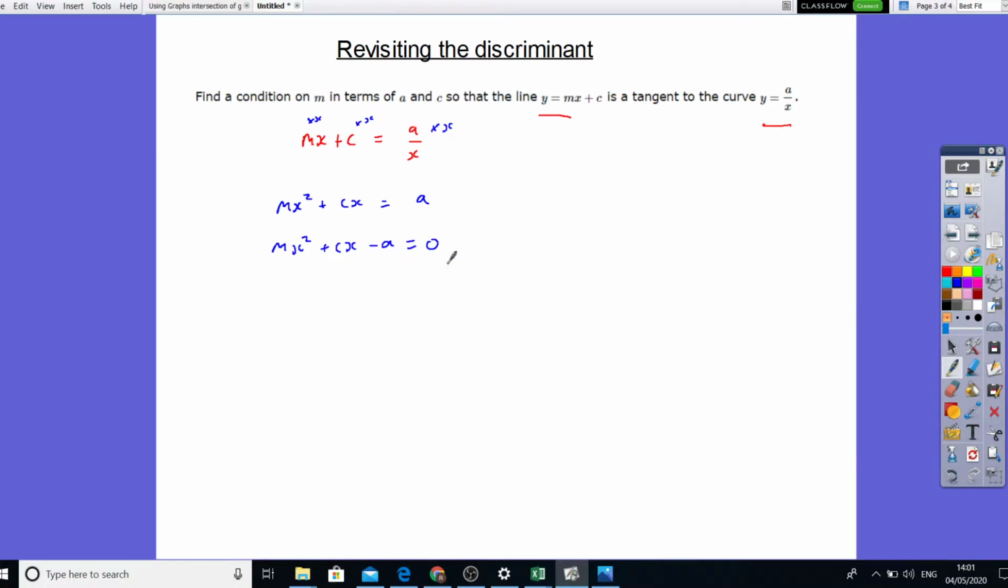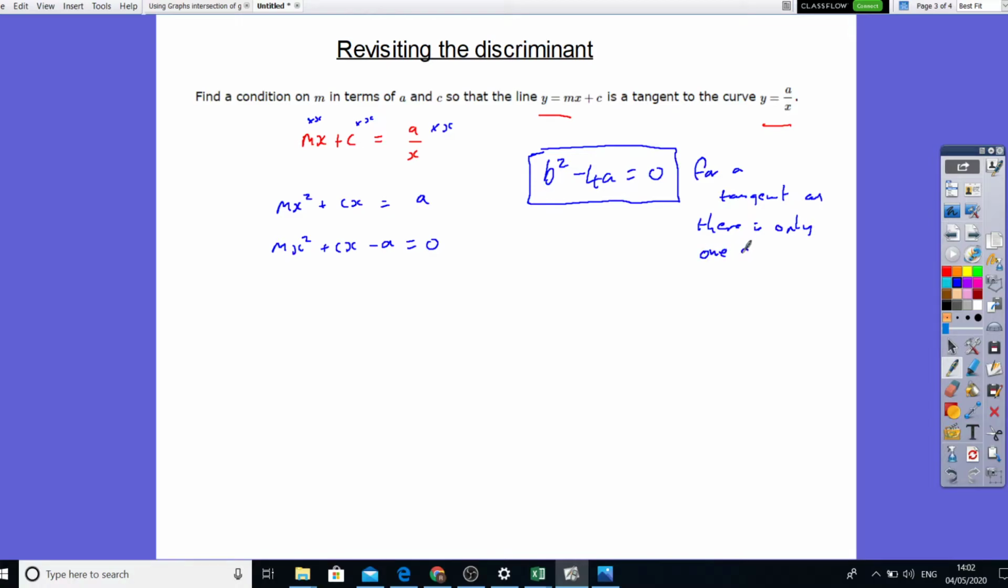Now once we've got it in this form, because it's 0, this is a quadratic equation. Quadratic equation in this case is important because we just want the m in terms of a and c where this line is tangent, and if it's tangent it means it only has one point, and if it has one point that tells us that the discriminant b squared minus 4ac must equal 0. This is always the case when there's one root for a tangent. As there is only one solution, this happens in the case of the tangent.